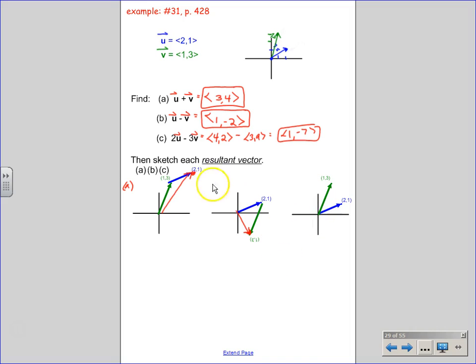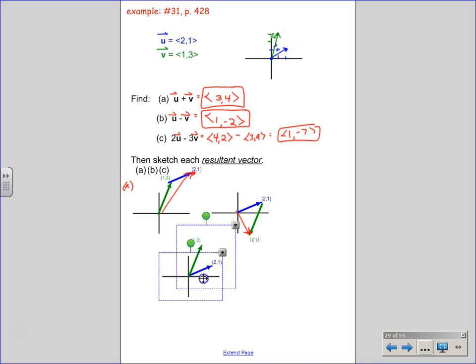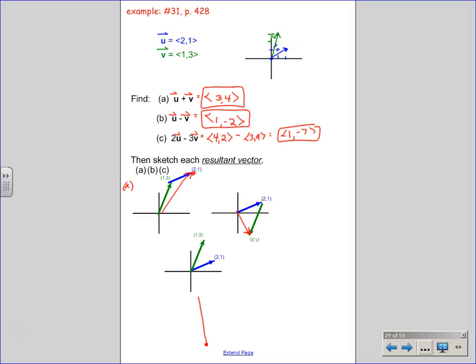How about 2u minus 3v? We have our 1, -7 as our final result, right? 1, -7, I could go ahead and go over my 1. Uh-oh. Then I have to go down 3 more, and then 7. Okay. I'm not sure how close I'm going to be on this, but let's try.